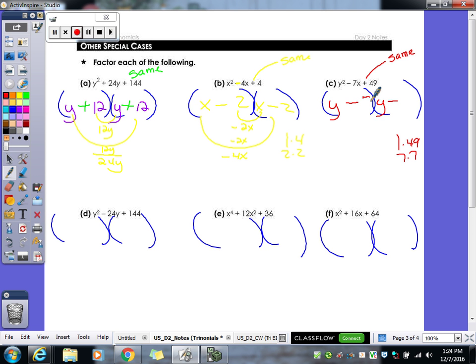All right. So it's got to be 7 times 7, right? Let's check it, see if it works. It does not work. Very good. Negative 7y and negative 7y gives me a negative 14y. That doesn't work. So would 1 and 49 work? No. So what is this called? Very good. This is prime. So cross it out and write prime. Cannot be factored.